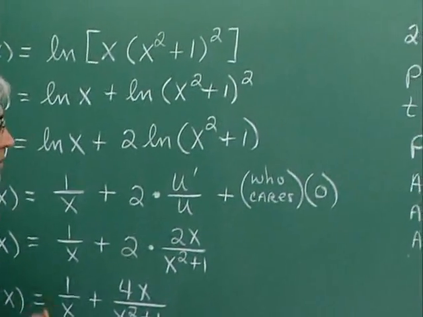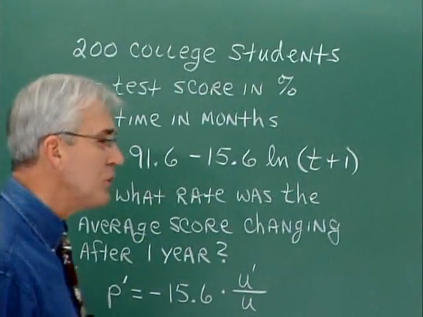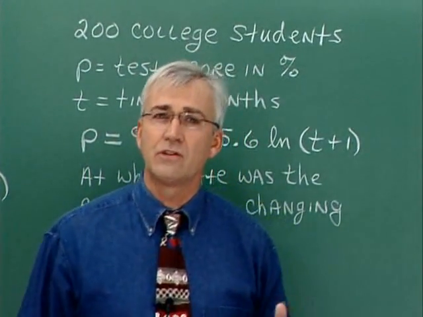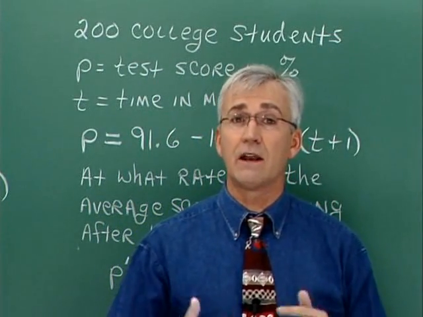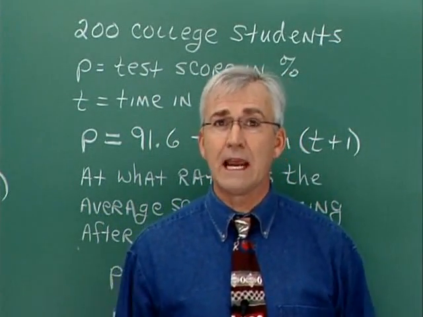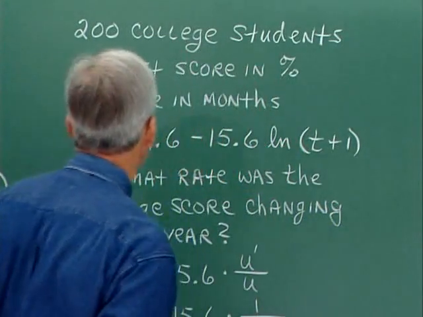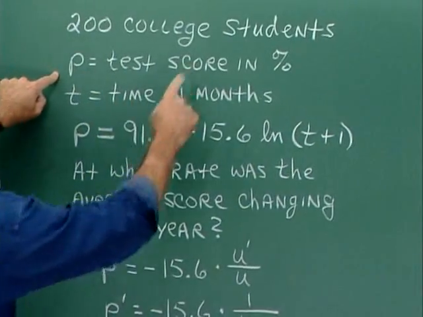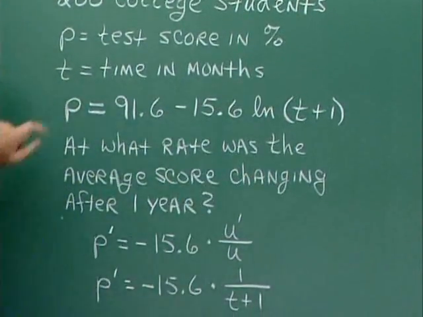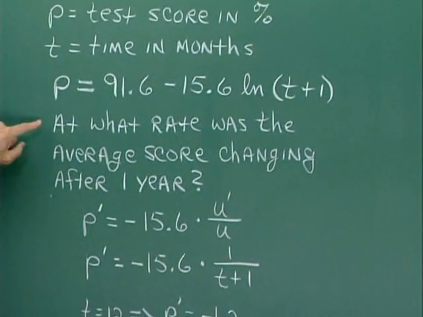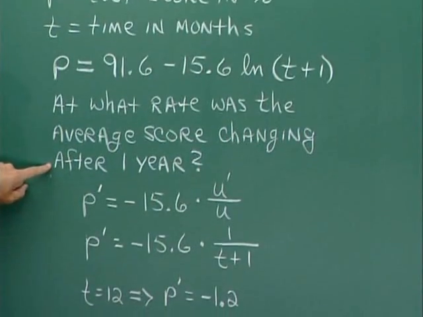Here's a word problem dealing with this situation. 200 college students took French in their freshman year, and then they were tested every so often to find out how much French they retained. And so this becomes kind of a memory model, this equation does. P stands for the test score in percent, t is time in months, and here is our memory model. And we'd like to find out the rate at which the average score is changing after 1 year.